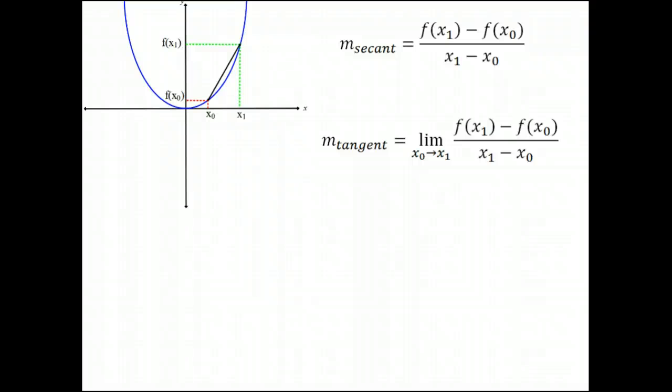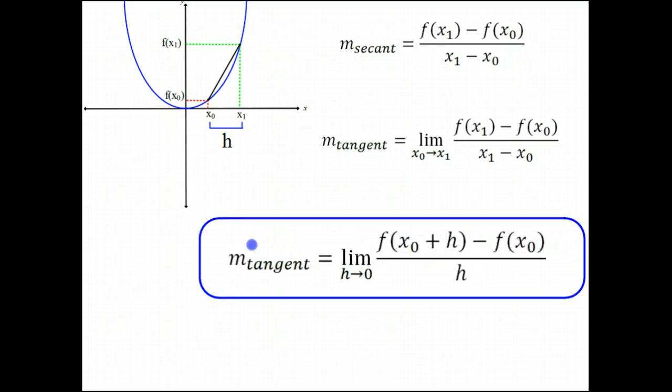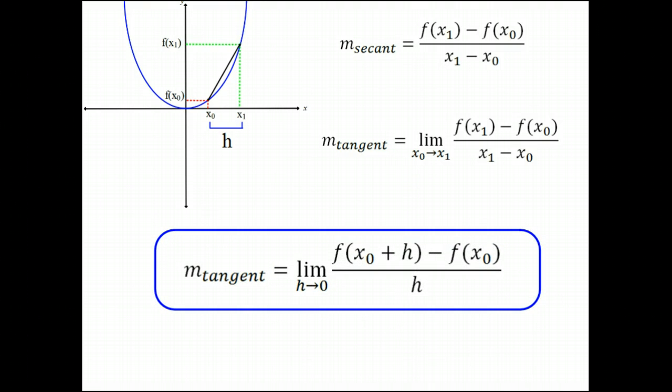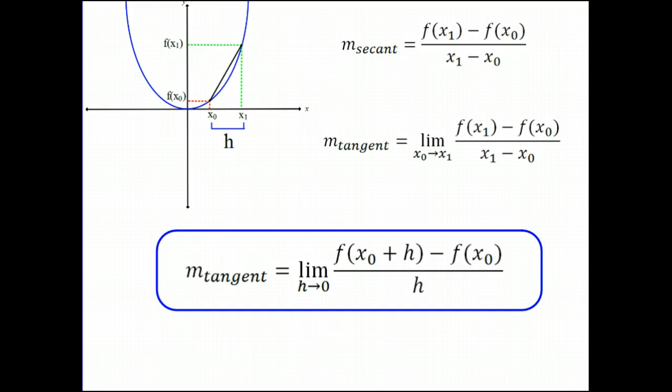Now, this limit right here is workable, but we're going to clean it up a little bit and make it look a little nicer by simplifying a few variables. First, we're going to say that this distance between x0 and x1, we're just going to call h. And so if we do that, then the difference between x1 and x0 is simply h, and we can define x1 as x0 plus h. And this gives us an expression for the slope of a tangent line defined by a limit. So this is pretty significant here.